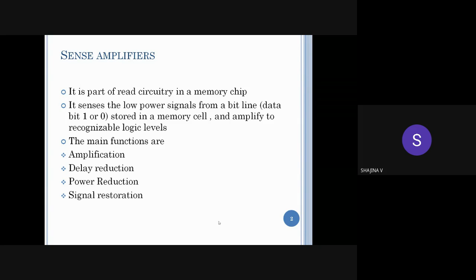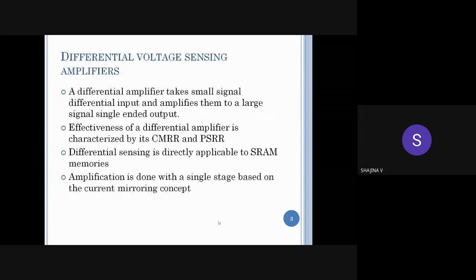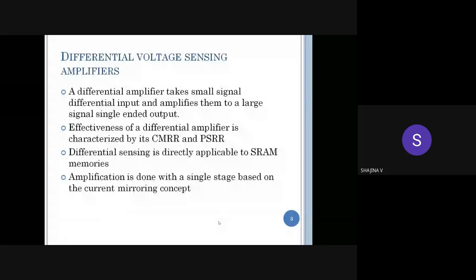Now coming to the particular sense amplifier, the differential voltage sensing amplifier. As I already told, as the name indicates, we are using a differential amplifier. As you know, a differential amplifier takes two input signals, and the difference of which is amplified. So it takes a small signal differential input and amplifies it to a large single signal. That means we are using a dual input, unbalanced output differential amplifier, so you will get a single ended output.